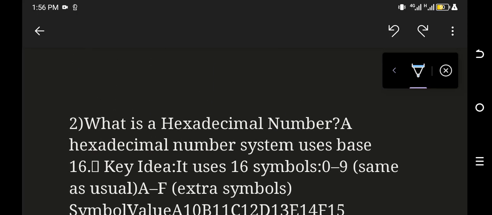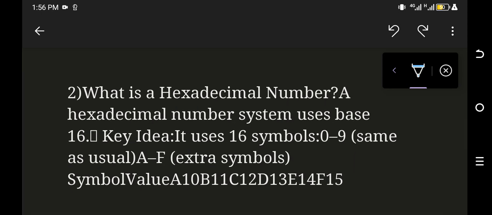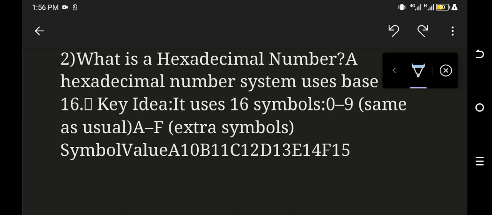And a hexadecimal number is a number system which uses base 16. It uses 16 symbols, which are 0 up to 9 and A up to F, which are extra symbols. The symbol value A corresponds with 10, B corresponds with 11, C corresponds with 12, D corresponds with 13, E corresponds with 14, F corresponds with 15. In hexadecimal, we are not going to use the values 10, 11, 12, 13, 14. We are going to convert them to A, B, C, and D.